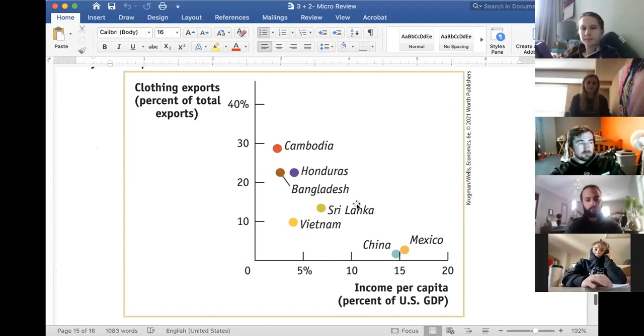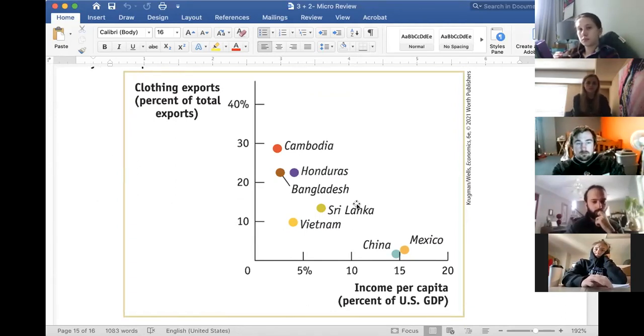Here is a graph looking at, on the horizontal axis, how rich a country is relative to the US, and on the vertical axis, how much of their exports are in clothing. And what do we see? Countries that are poor specialize more in clothing, and countries that are richer specialize less in clothing.